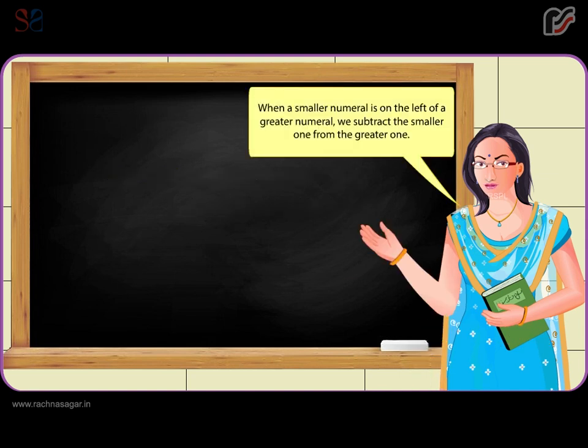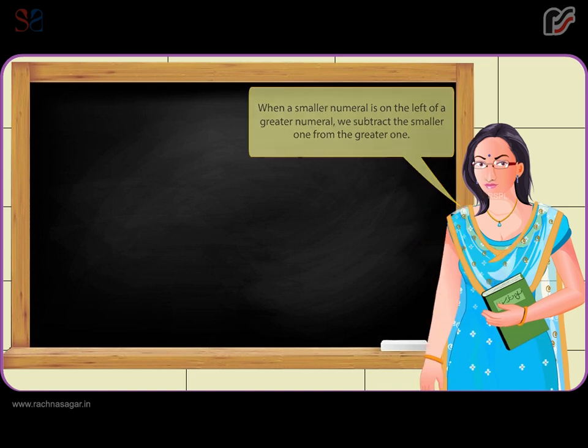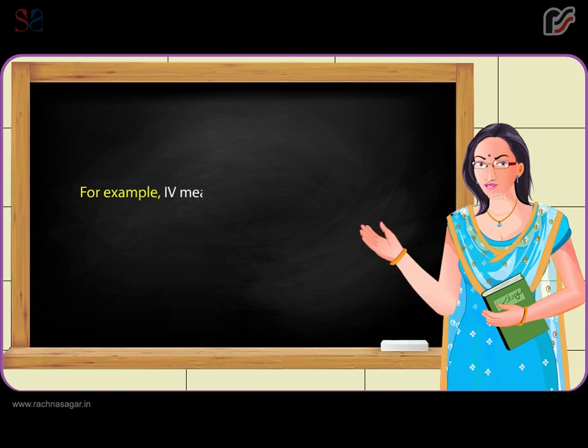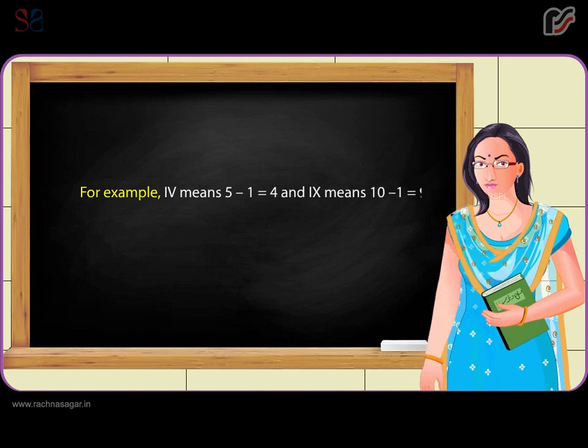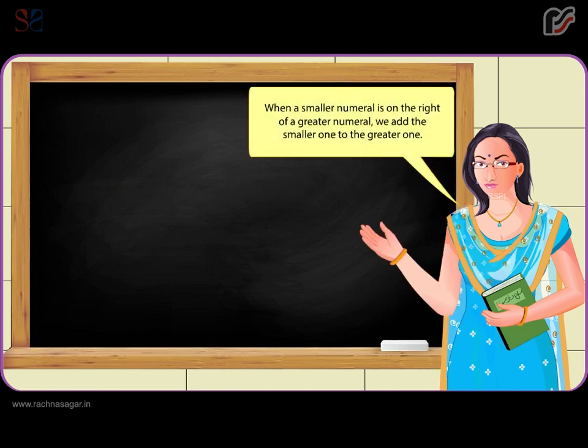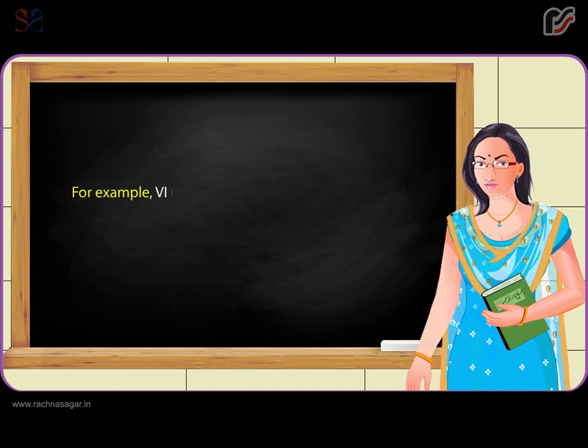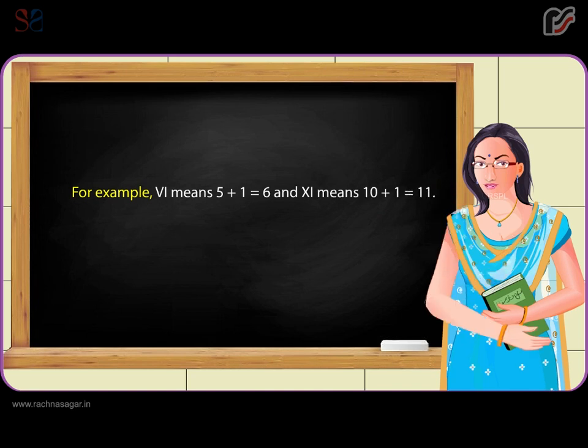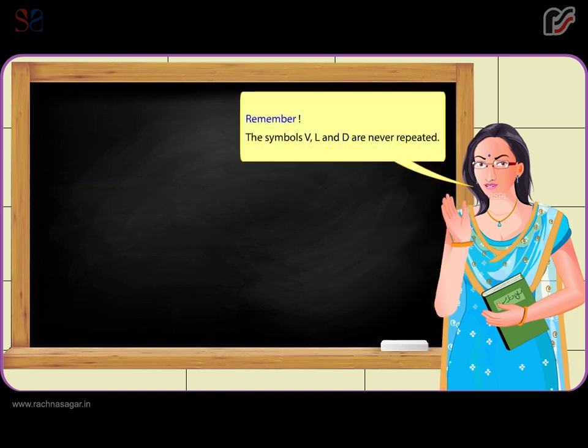When a smaller numeral is on the left of a greater numeral, we subtract the smaller one from the greater one. For example, IV means 5 minus 1 is equal to 4 and IX means 10 minus 1 is equal to 9. When a smaller numeral is on the right of a greater numeral, we add the smaller one to the greater one. For example, VI means 5 plus 1 is equal to 6 and XI means 10 plus 1 is equal to 11. Remember, the symbols V, L and D are never repeated.